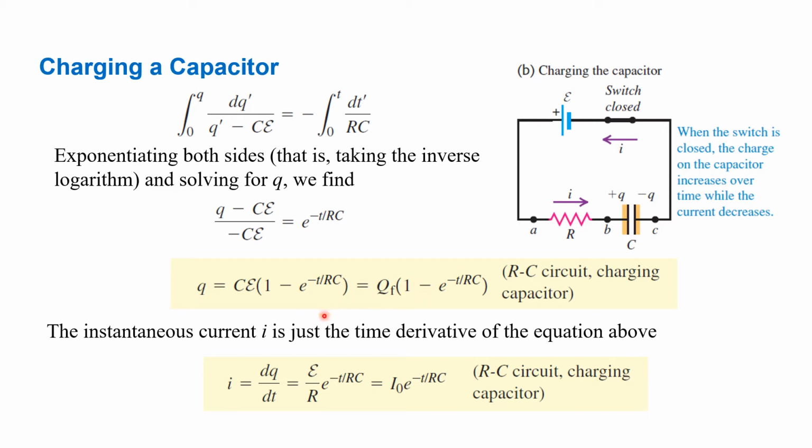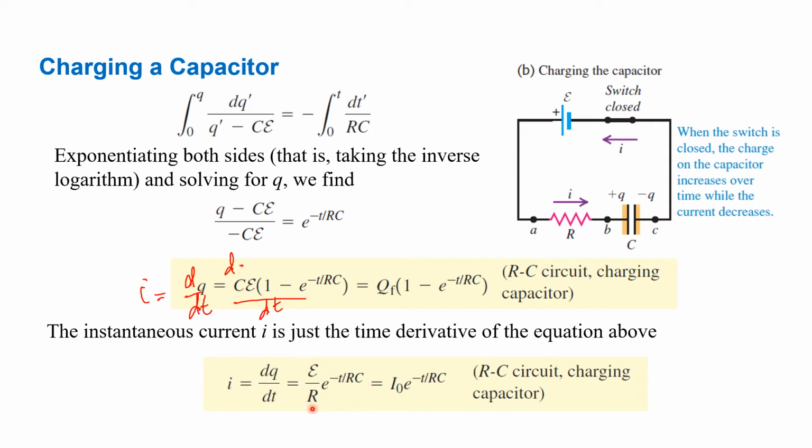And then the instantaneous current I is just the time derivative of the equation above. So you can take the time derivative of this one, that is dq over dt, which is equal to the current I. That's equal to epsilon over R times e to the negative t over RC.